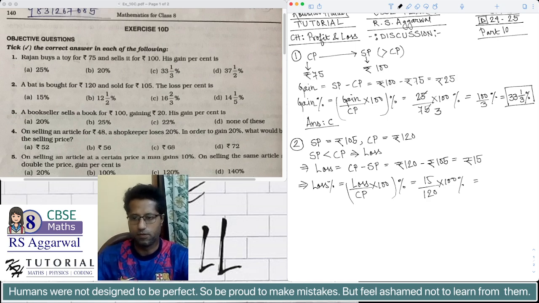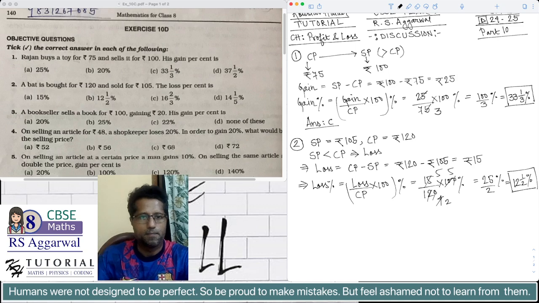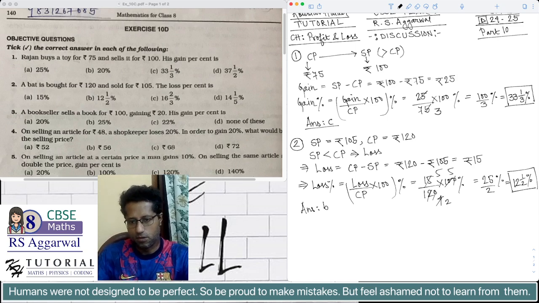After simplification, this is equal to 25 by 2 percentage, which is equal to 12.5 percentage. So the loss percentage is 12.5 percentage, and hence the correct choice is B. B is the correct choice.